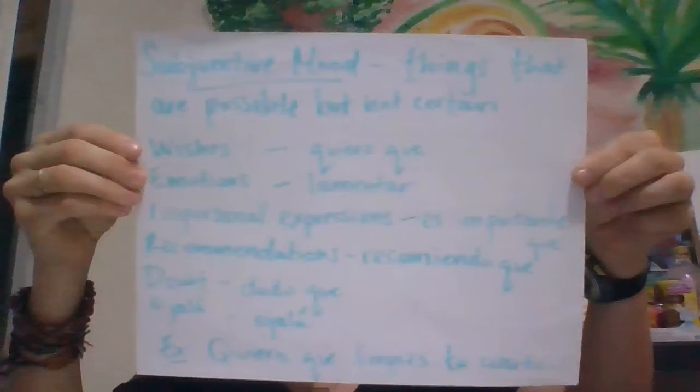Yeah, jumping into subjunctive mode. Here's what you got. Hopefully that helps. Things that are possible but not certain. So these fall into the weirdo. Maybe you studied this in past years.